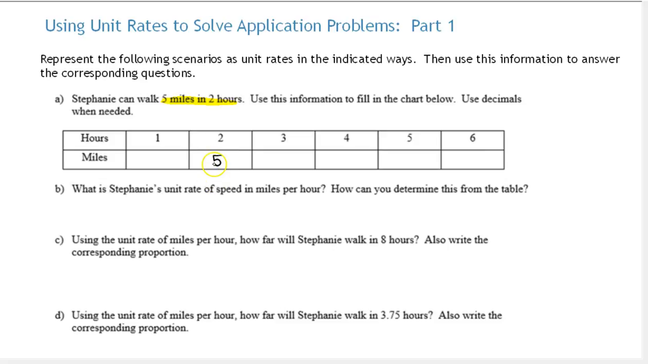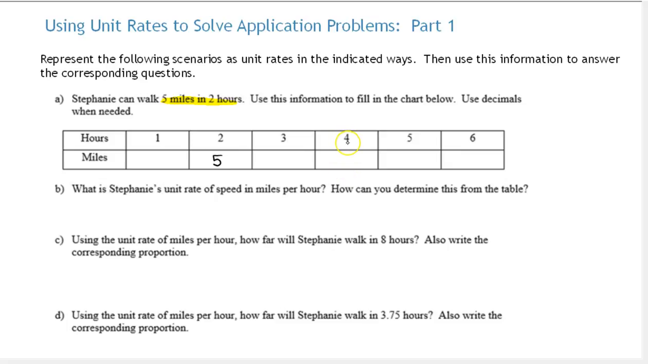And we're making an assumption here, so this is her rate of speed, 5 miles in 2 hours, that she would be able to walk this speed at a constant rate no matter how many miles she walked, which probably isn't the case, but we're just going to say that she can walk this constant rate of speed. So now let's see what else we can fill in.